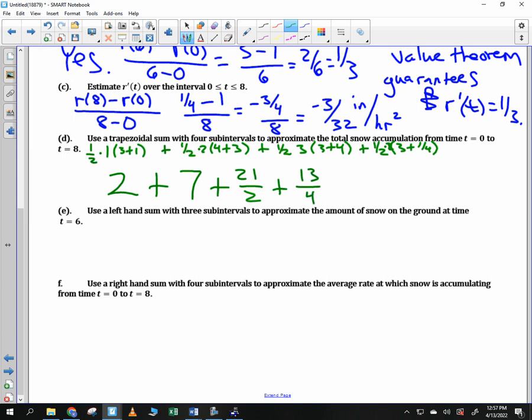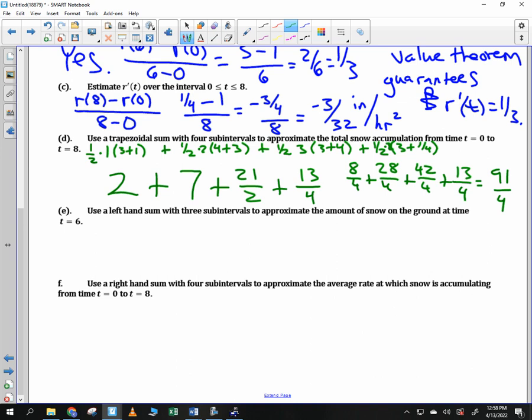Right? So, this is a non-calculator problem. I'll write them all in terms of fourths. So I would have 8/4 plus 28/4 plus 42/4 plus 13/4. And so the 28 and the 42, that makes 70, 83, 91/4. 91/4 what?